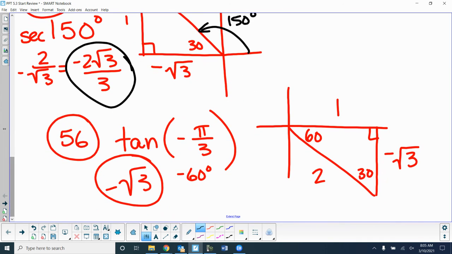There's 56. So that's negative 60 degrees. Remember, negative is this direction, clockwise. So the 60 is there. There's my 30. So there's my 1. My radical 3 is negative because it's down, and there's my 2. And then I'm doing tangent, which is opposite over adjacent, which is negative radical 3 over 1. So draw your picture, and you can figure it out.